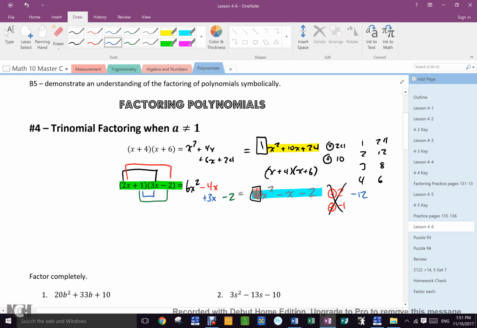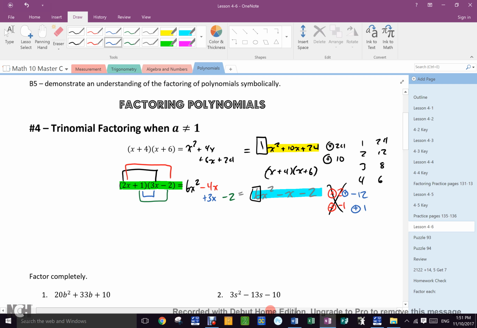Does everybody see that? Now, you know that when we do our FOIL in the middle, they're going to add together still, aren't they? We know that when we FOILed this out, even though these numbers were bigger, they still added to 1, didn't they? So I still add to 1. Is everybody cool? The number I need to multiply to is 6 times bigger, but the middle term stays the same. Is everybody okay? All right.